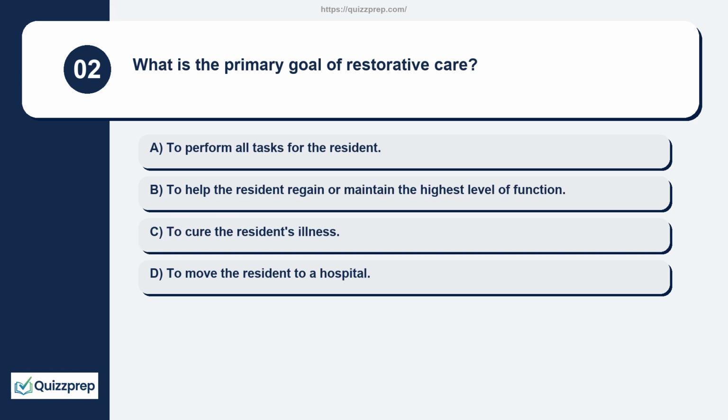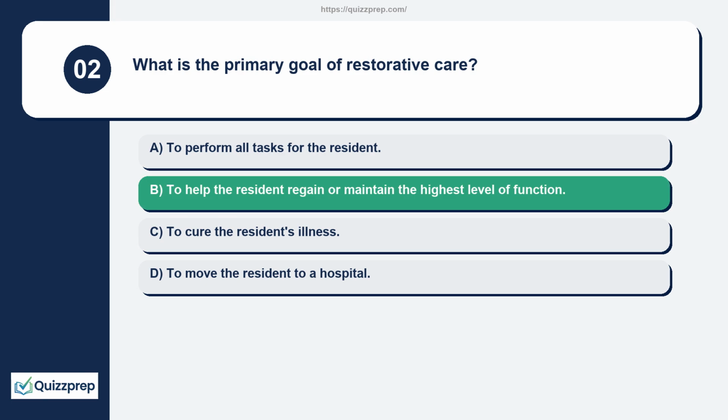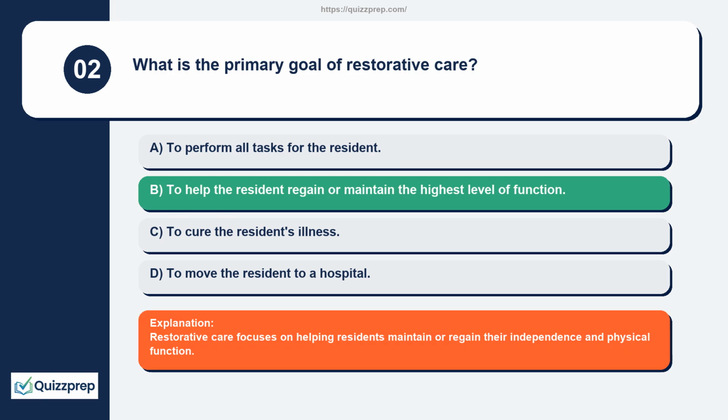Question 2. What is the primary goal of restorative care? To perform all tasks for the resident, to help the resident regain or maintain the highest level of function, to cure the resident's illness, to move the resident to a hospital. Restorative care focuses on helping residents maintain or regain their independence and physical function.